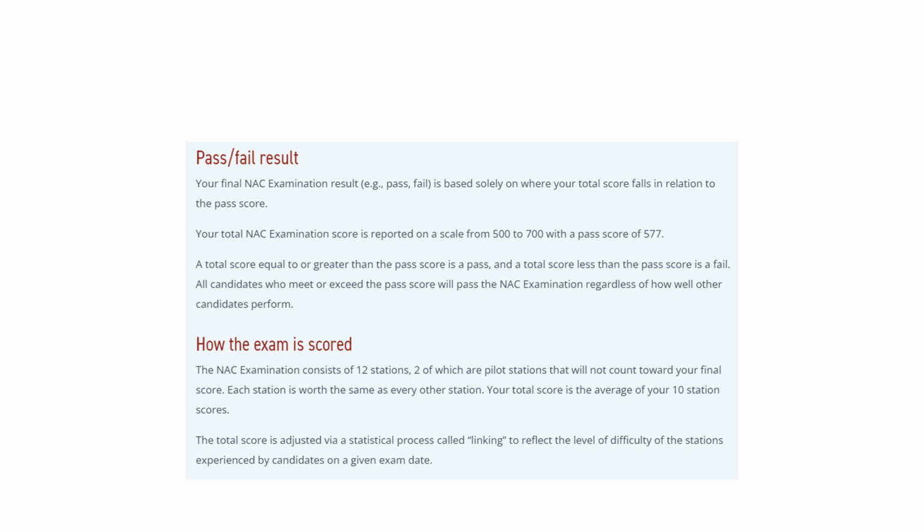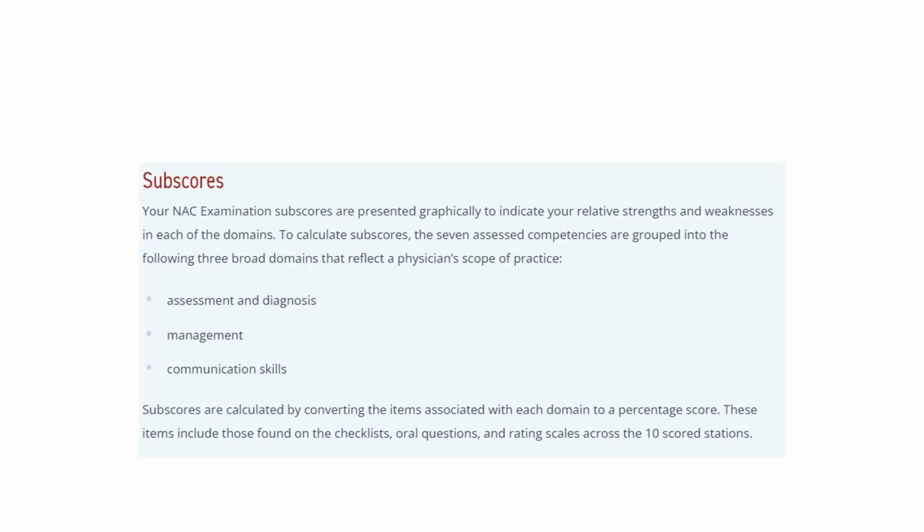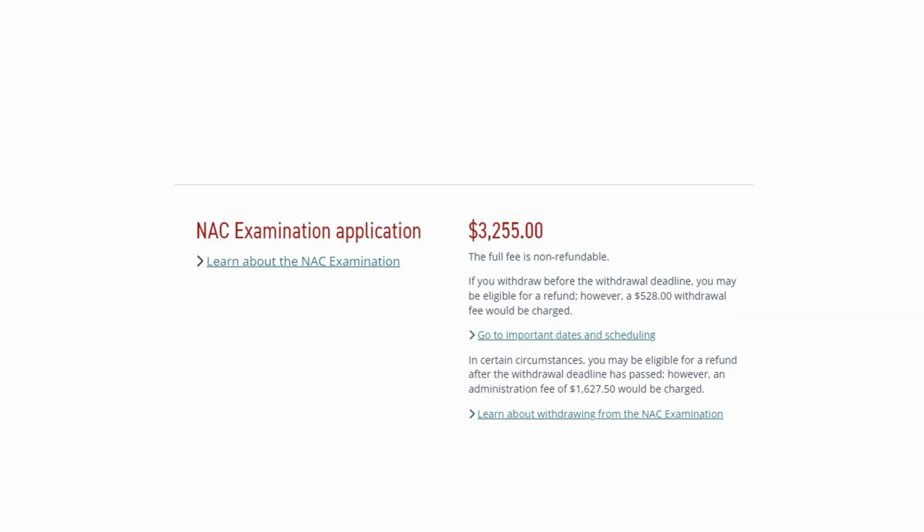But nowadays, the exam setting has changed. The exam scoring system has changed. And nowadays, there is a scale of 500 to 700 with a pass score of 577. And again, there are two stations amongst those 12 stations which are not counted, but you will not know which one. They will score and assess you on the basis of how well you communicated with the patient, how well you managed the patient's problem, and what your assessment and diagnosis was regarding the same.